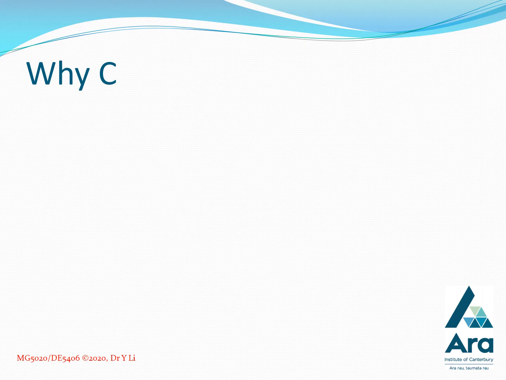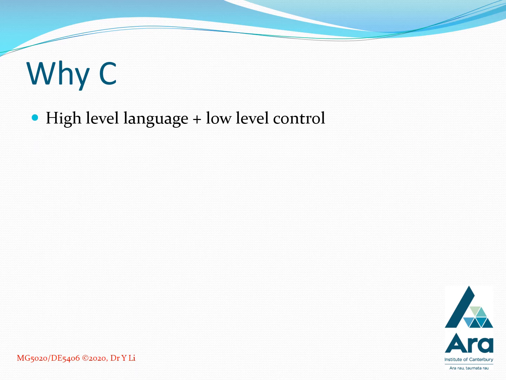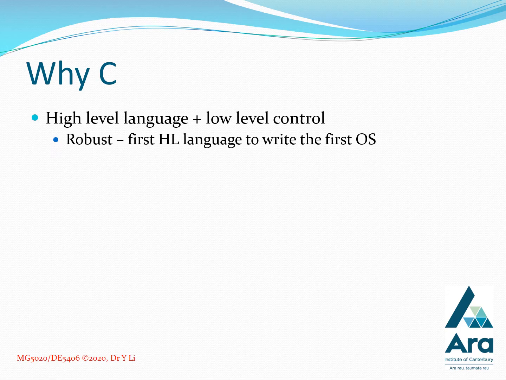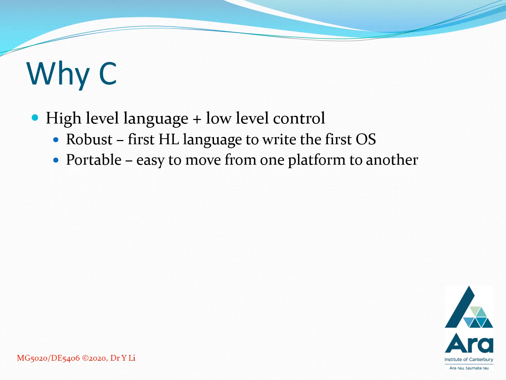Now, C language. Why C? C is a high-level language and also provides a lot of low-level control. It is a robust language. Actually, it is the first high-level language used to write an operating system. Portable. It is easy to move from one platform to another. You can write your C program on your Windows computer, and then your source code can be used on a Mac machine. After you compile it, you can run it on that machine.